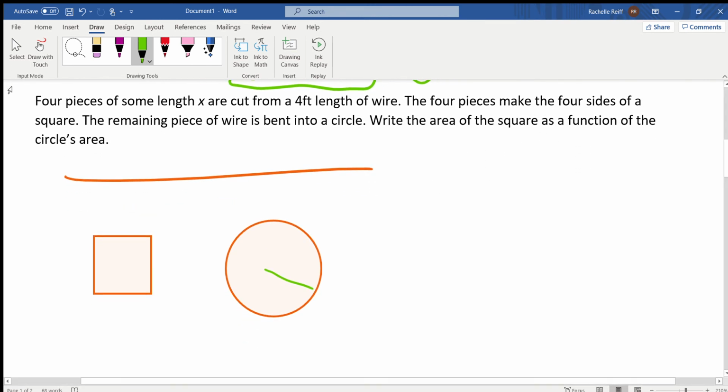Might not be the exact same this time. So it says 4 pieces of some length x are cut from a 4-foot length of wire.